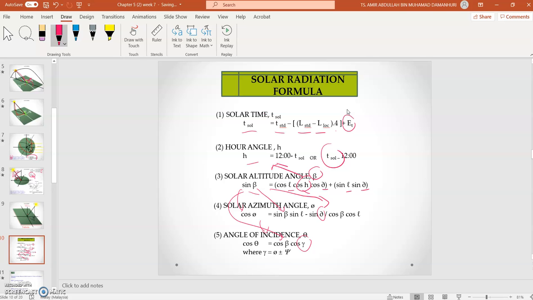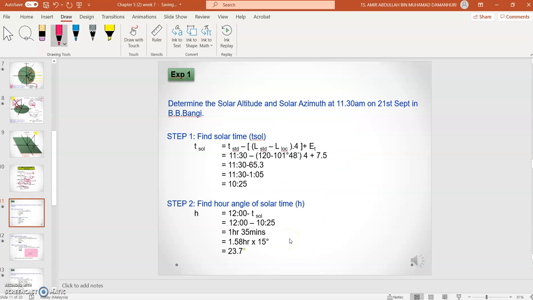So let's go to the first example. We have to determine the solar altitude and solar azimuth at 11:30 AM of 21st September in Bandar Baru Bangi.